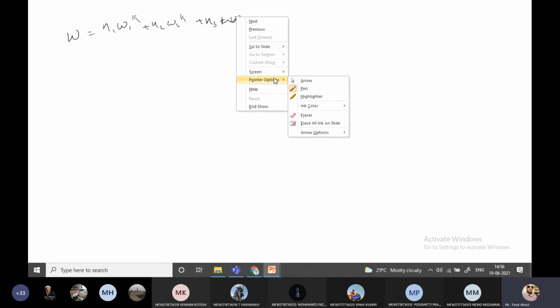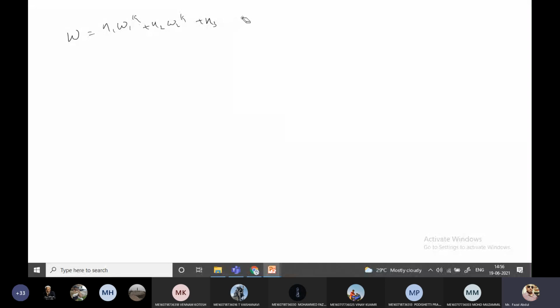Now the equivalent radial load. W equals, just now we solved this equation: W equals (N1 W1 power K plus N2 W2 power K plus N3 W3 power K plus N4 W4 power K) divided by (N1 plus N2 plus N3 plus N4), the whole power 1 by K. Okay, so this is the equation for the equivalent radial load.